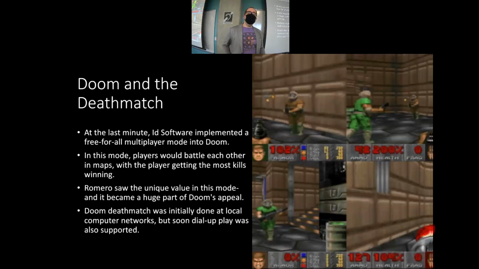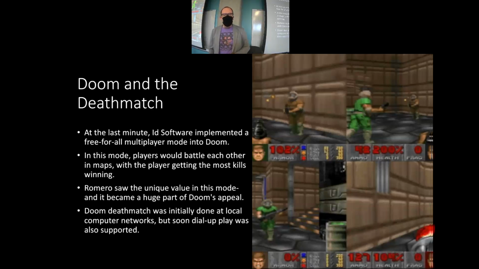But it's important to remember that, again, one of the themes I always like to bring back in this class is, these are just assumptions we make because we're looking back retrospectively. So the Deathmatch was really a last-second addition into Doom. It was really kind of an afterthought.